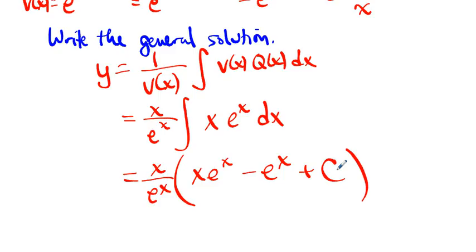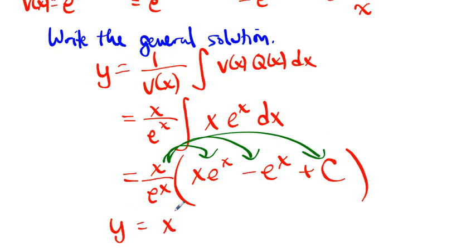And you can certainly hit the pause button and work that through if you need to. That's integration by parts. You could do it tabular, you could do it not tabular, it doesn't really matter. It's integration by parts. So what is this? Well, if we distribute through there, we end up with x squared minus x plus some constant times x over e to the x. That is the general solution.